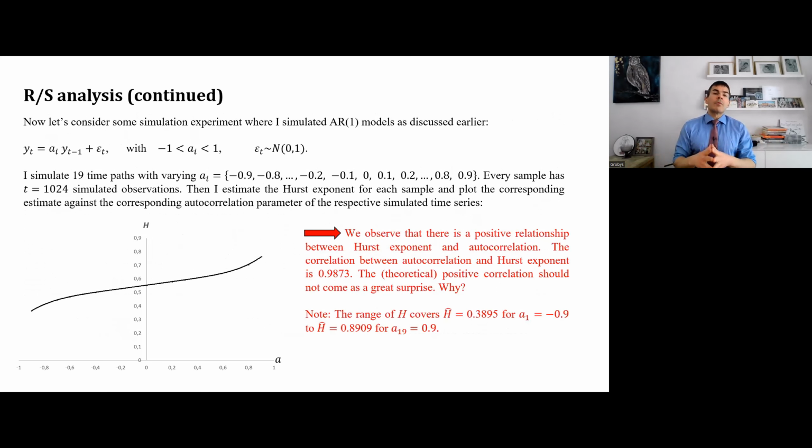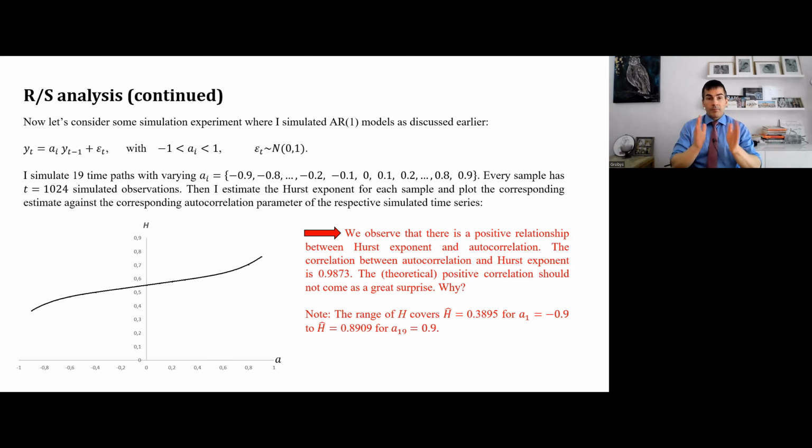So let's consider now a simulation experiment that I implemented here, where I simulated autoregressive models of order 1. We discussed autoregressive models earlier in this lecture. We have a very simple model framework here. Y_t depends on some parameter a_1 times its own lag, and we do not even account here for a constant term. And epsilon_t, again, is an error term that is assumed to be normally distributed to keep things simple, with mean 0 and variance of 1.